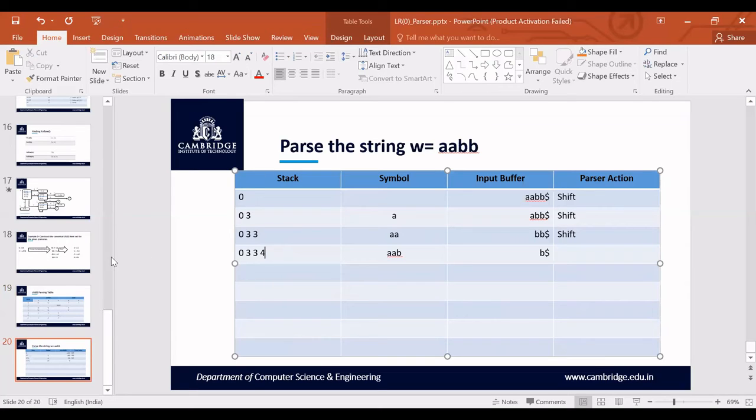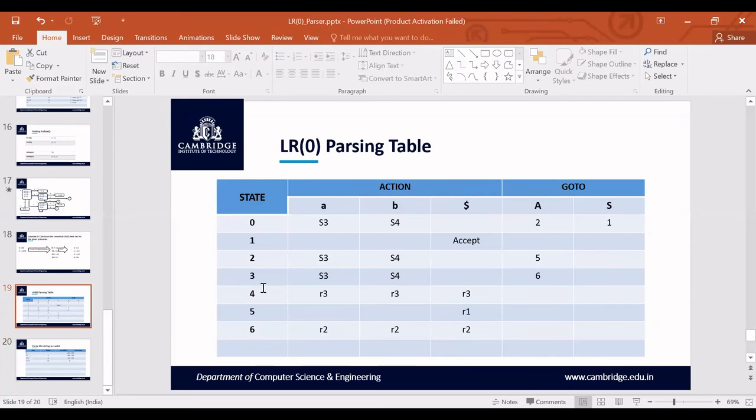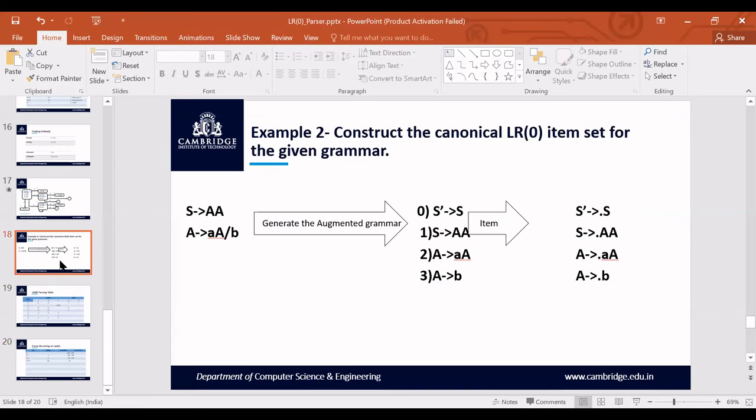Okay. Now since the previous operation was a shift operation, I'll have to take the state on the stack top with the symbol in the input buffer. So what is the state on the stack top? 4. 4 on input symbol B. Okay. What is the transition? 4 on B is R3, which is a reduction step. Which is the production having number 3? It is A derives B.